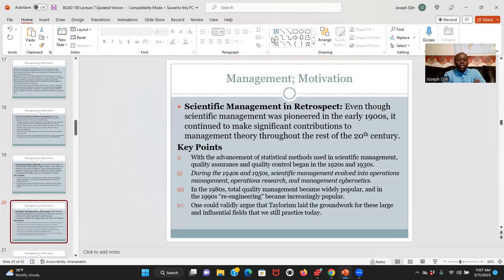So during the 1940s and 1950s, scientific management evolved into operations management. I'm sure that you must have heard of that name before, or something that is called operations research, or management cybernetics.